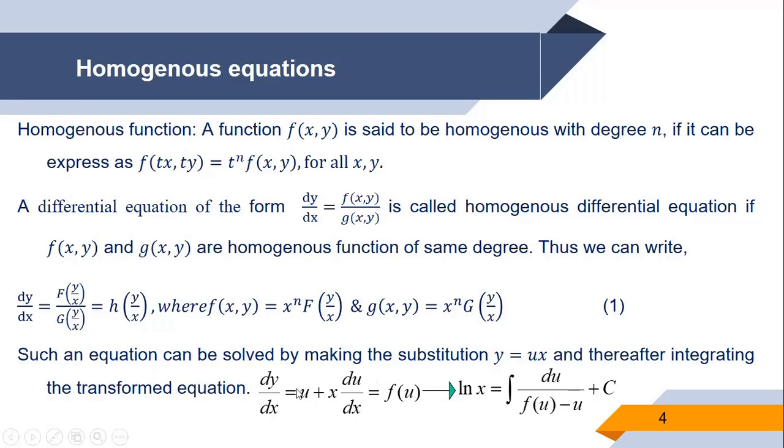That means here we write u + x du/dx = f(u). So x du/dx = f(u) minus u. So du upon f(u) minus u is equal to dx upon x. And taking integration, then we get the solution form.